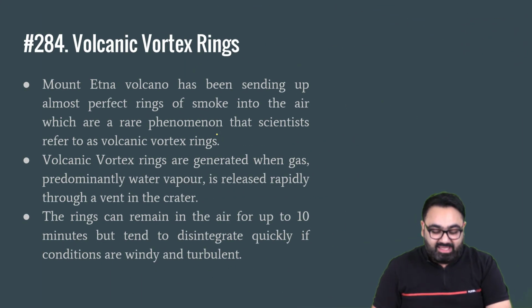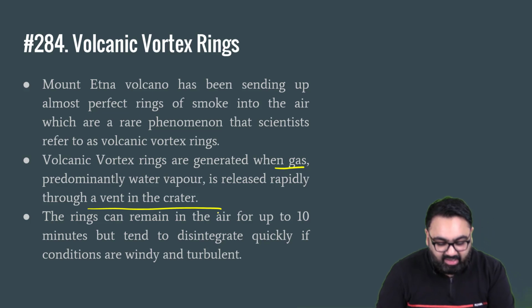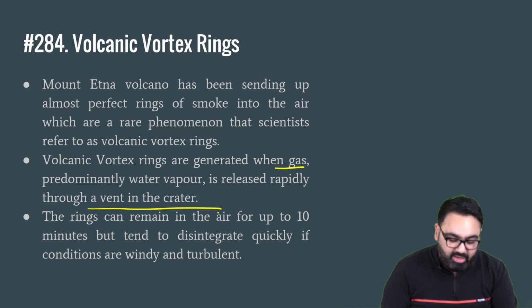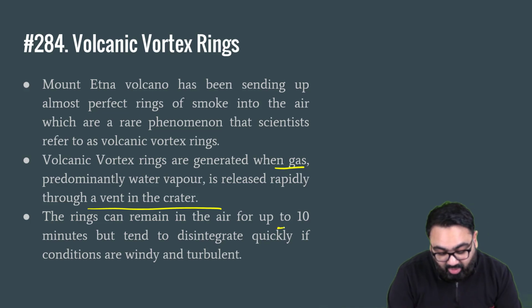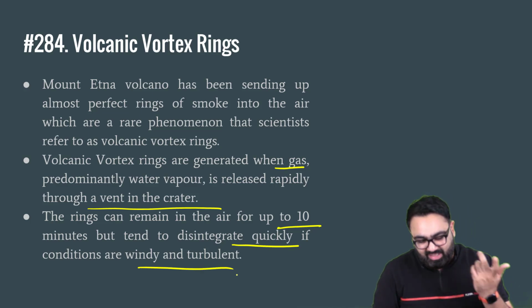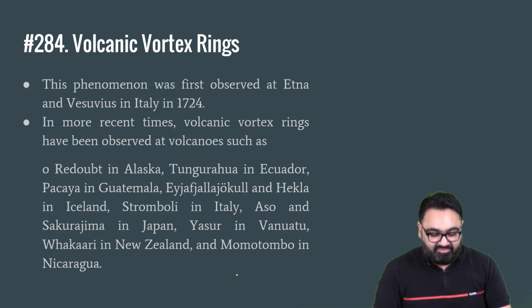Do remember, these rings are generated when gas, which is mostly water vapor, is released rapidly through a vent in the crater. Crater is that opening of the volcano from which the magma also comes out. They can remain in the air for up to 10 minutes and then disintegrate. But if the conditions are windy, there's a lot of wind flowing, obviously they will flow away very quickly. It's a rare phenomena, but it is not unusual over Mount Etna specifically.